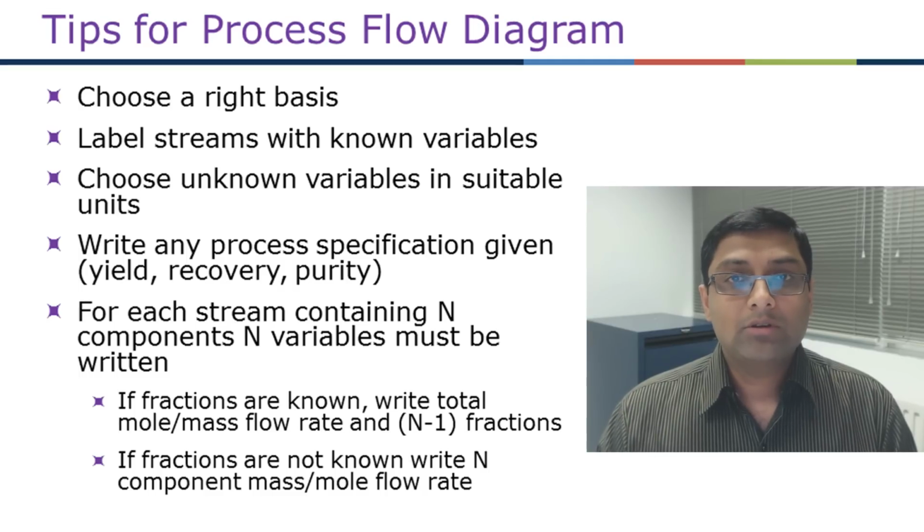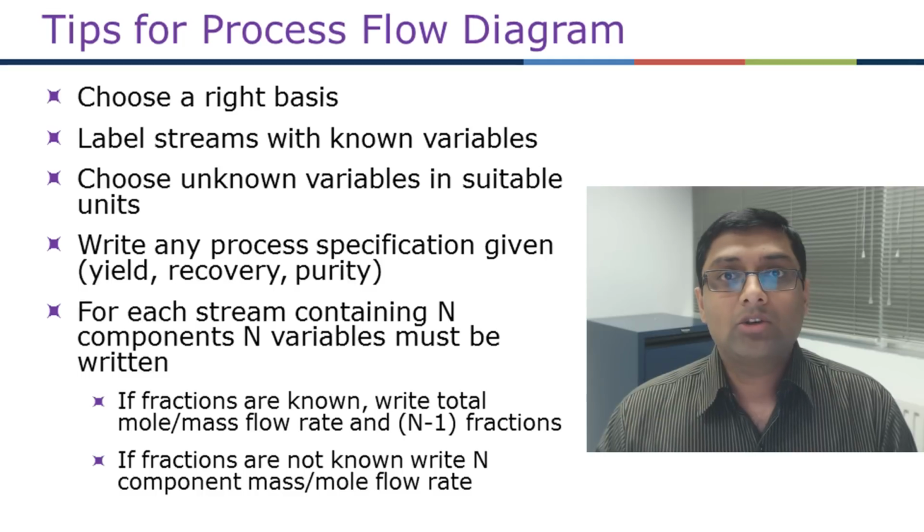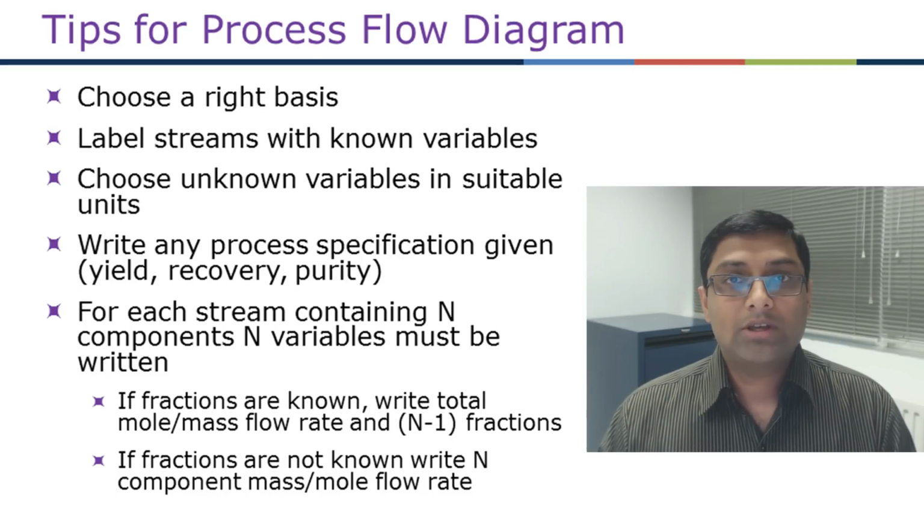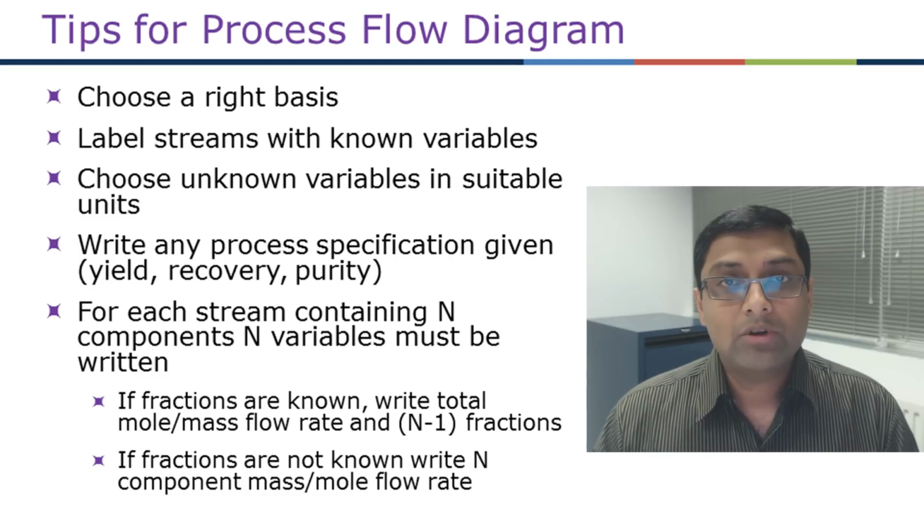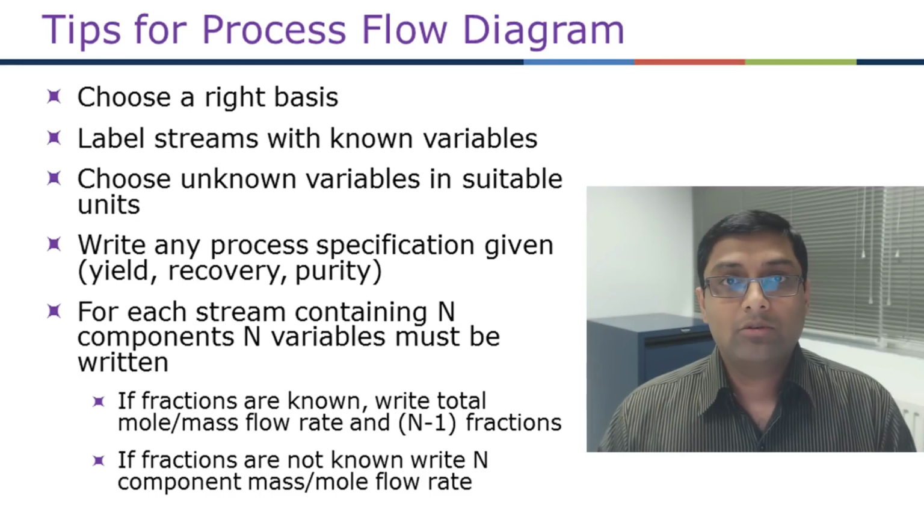All the unknown variables must be labeled, and care must be taken to name the variables according to the units that are desirable in the problem, such as if a question asks you to calculate total mass flow rate of a product stream, then you would give a variable of mass flow rate for the product. If a mass composition is asked, you would label mass composition. If a mole composition is asked, you would label mole composition. Also write all the process specifications that are known to you, such as recovery, yield, or purity of a product stream.